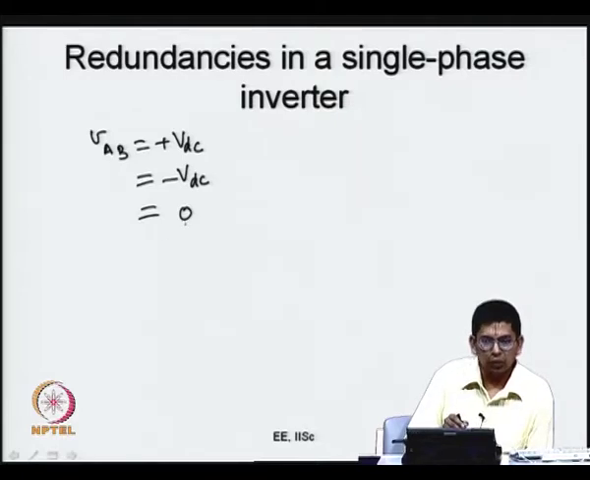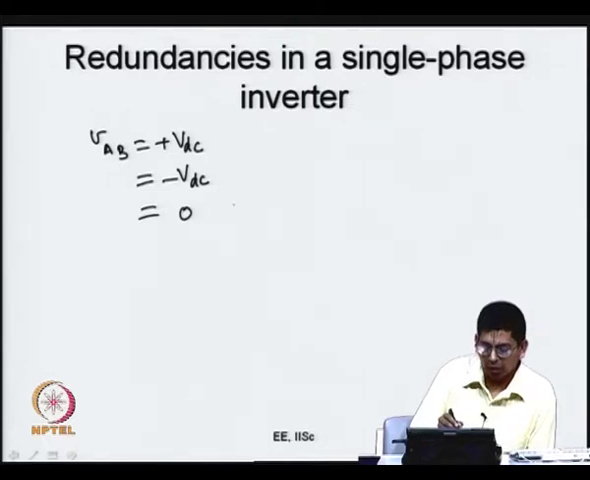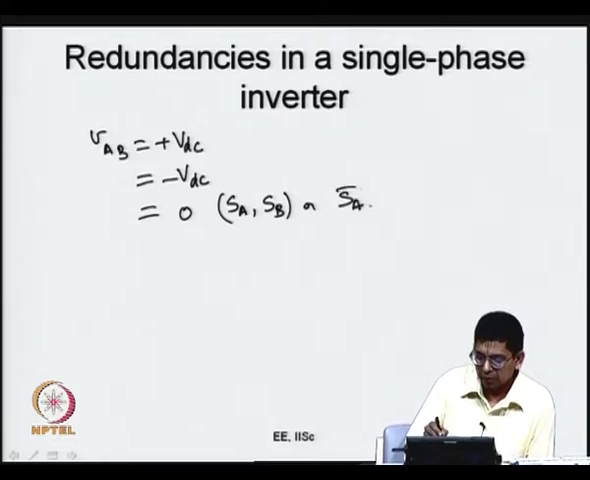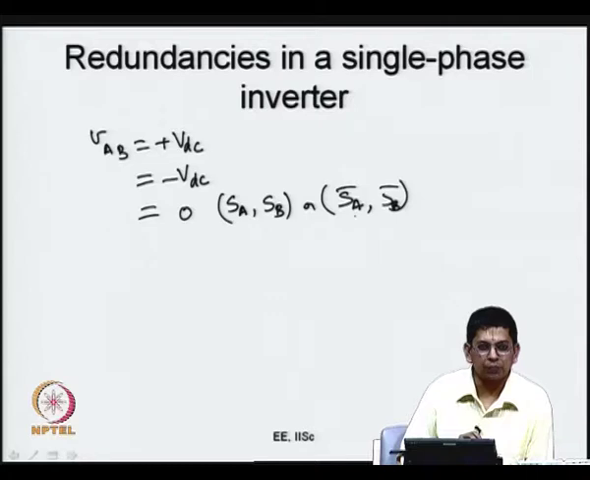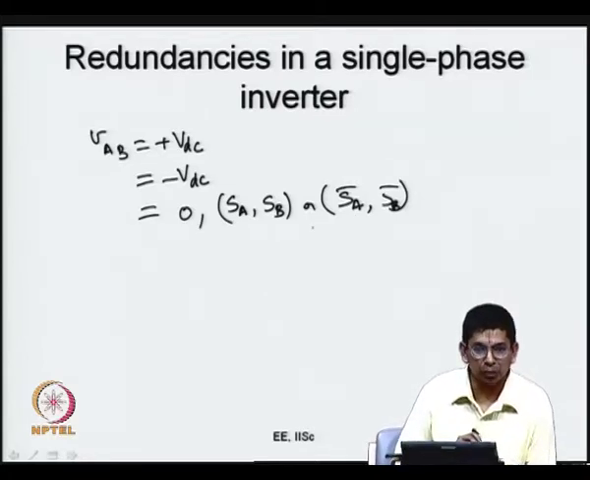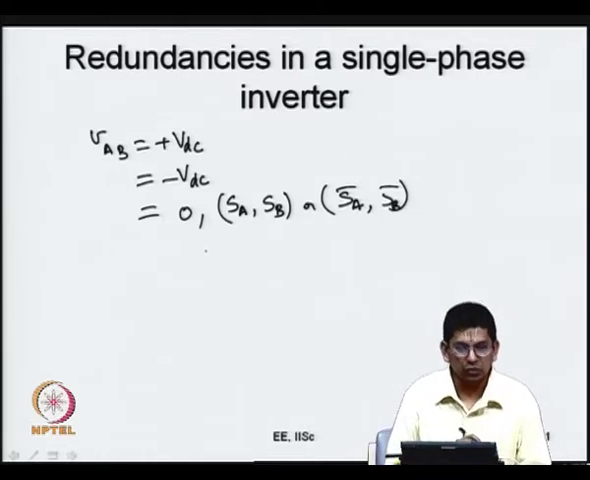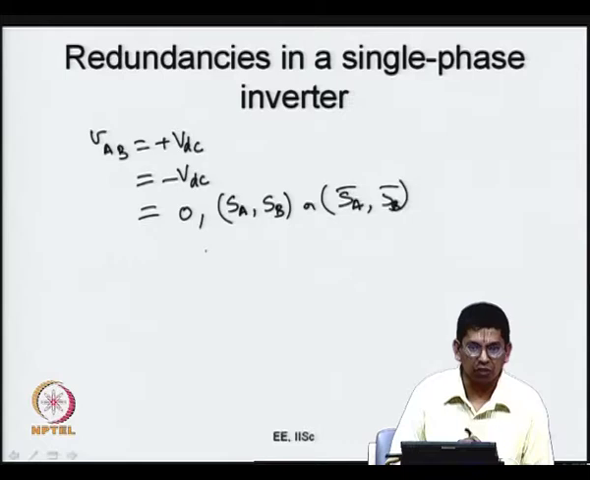When is it 0? There are two things: both the top devices are on, or both the bottom devices are on. That is, both SA and SB can be high, or it can be SA bar and SB bar, meaning both the signals can be low. In both the cases you will have this situation. So now there is a redundancy, this is what we call a redundancy.